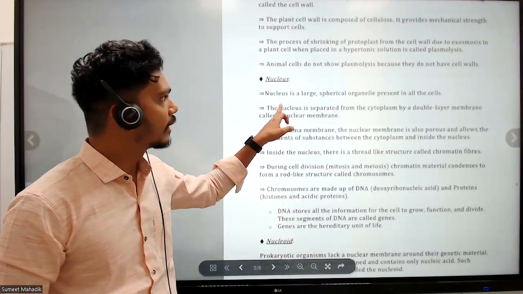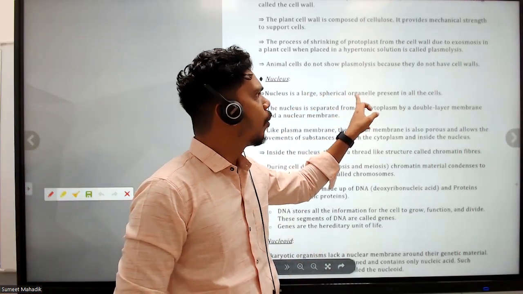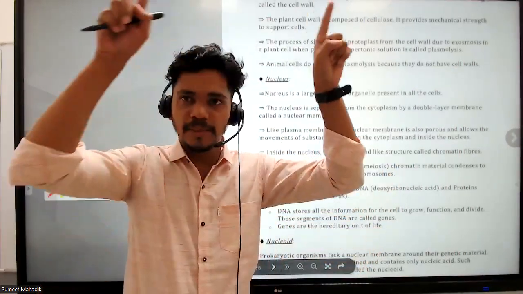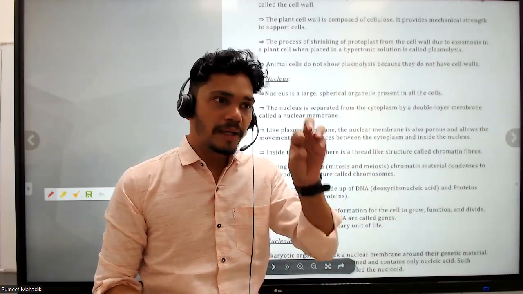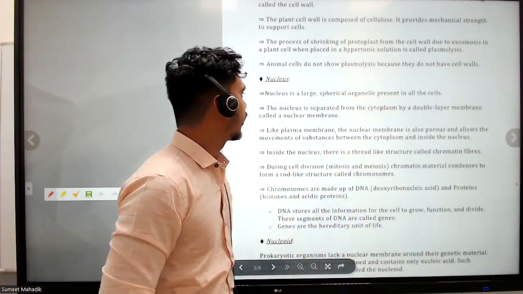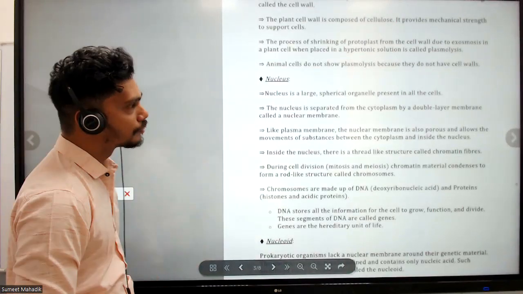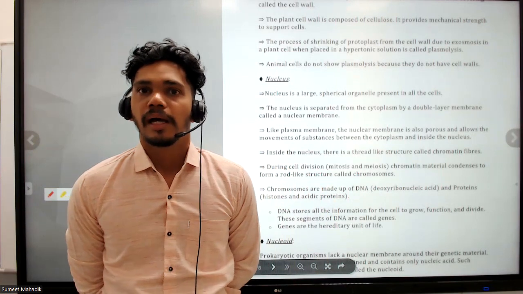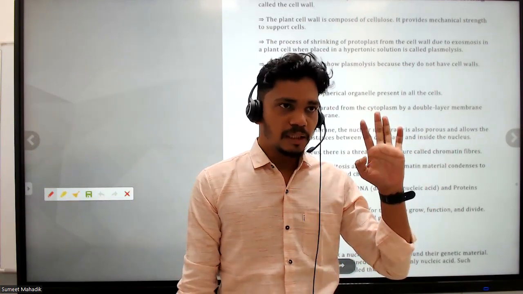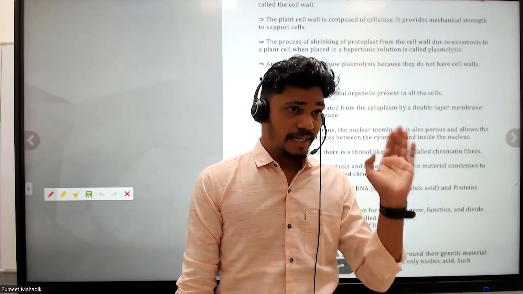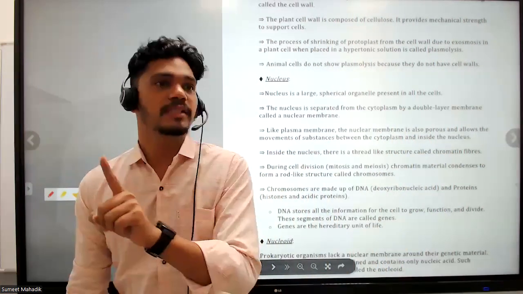What is nucleus? Nucleus is a large spherical organelle. Note the difference between organism and organelle. Organism is a combination of all; organelles are small parts present in the cell. Is it possible to perform all the activity without a nucleus? In case of meristematic tissue, we have seen they are continuously growing. Yes or no? But they undergo a process called differentiation.